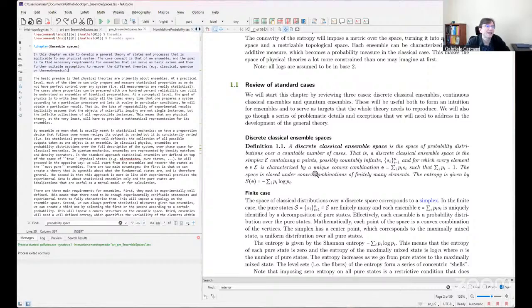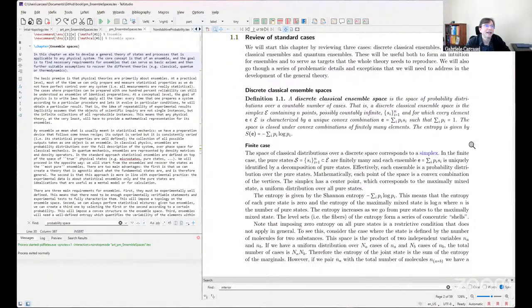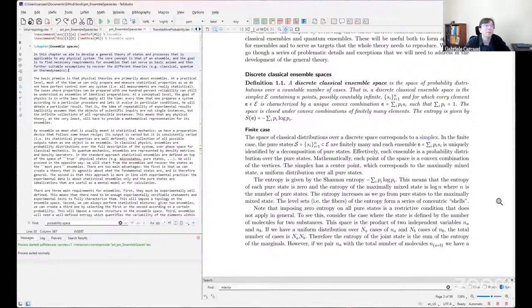So, discrete classical ensemble space. A discrete classical ensemble space is the space of probability distributions over a countable number of cases. This is a typical thing. You have a coin, it can be heads or tails, or you have all the things that are related to gambling: the dice, the roulette. Anyway, cases that are distinct from one another and do not form a continuum.